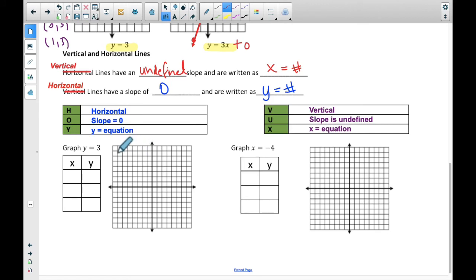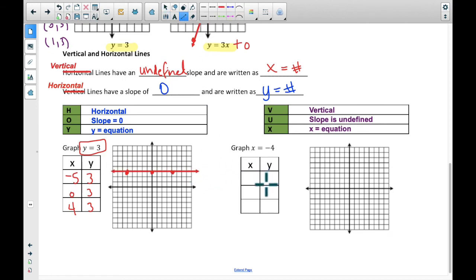So starting with HOY, where it says y equals 3, that means y is always 3. And it means it does not even matter what you plug in here. You could plug in -5, you could plug in 0, you could plug in +4, doesn't matter, because y will always be 3. And so here's my -5, 3, here's my 0, 3, here's my 4, 3. My 4, 3 was off a little bit, so I moved it where it's supposed to be. And now I'm going to use my straight edge and put my line in.